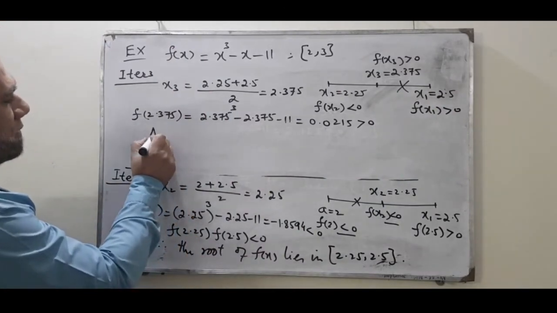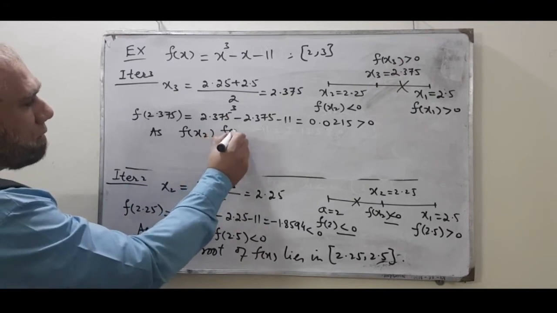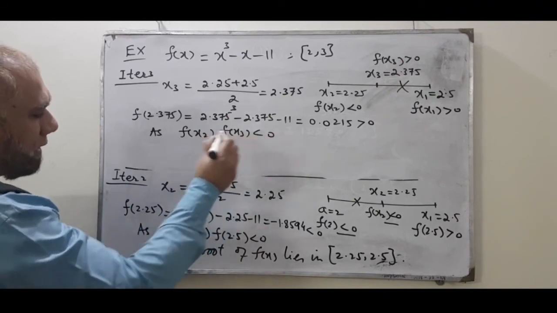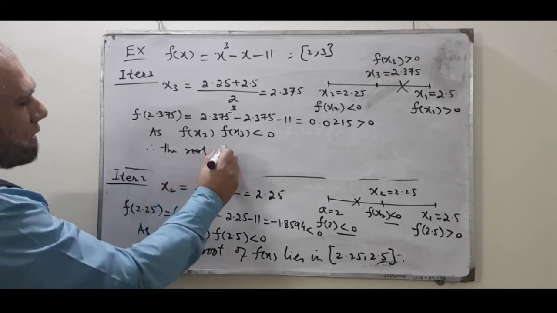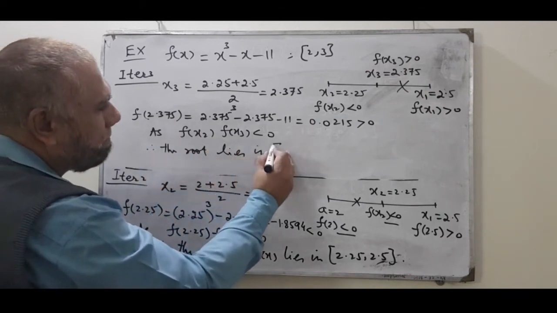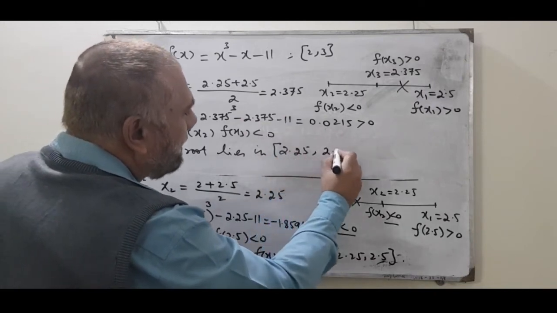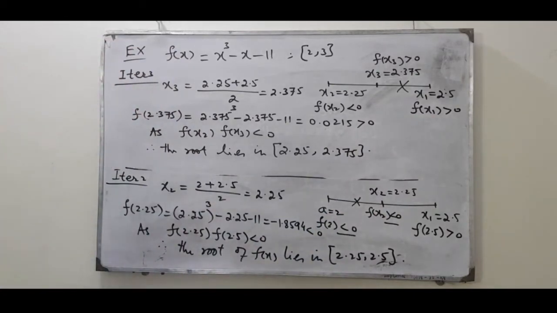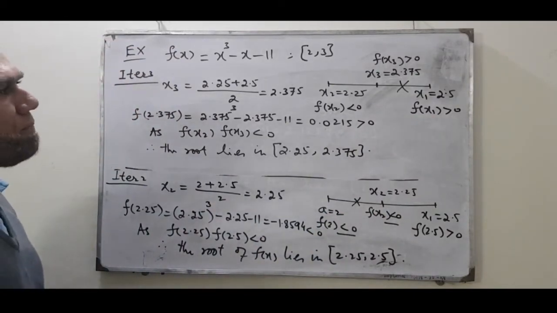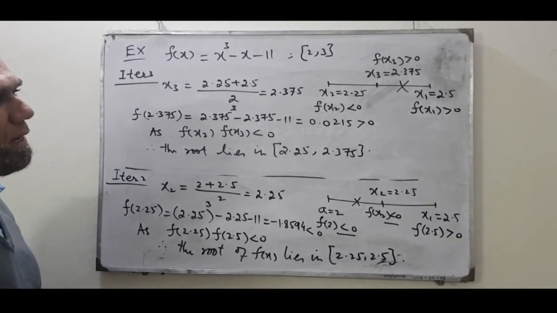So here we write down once again that the product of the function at x2 and the function at x3 gives you the negative sign. Therefore, the root lies in the new domain of 2.25 and 2.375. After doing this third iteration, the idea should be more clear now, how actually we proceed.